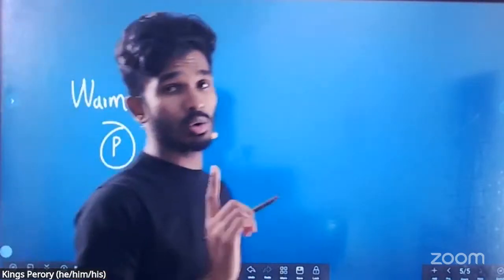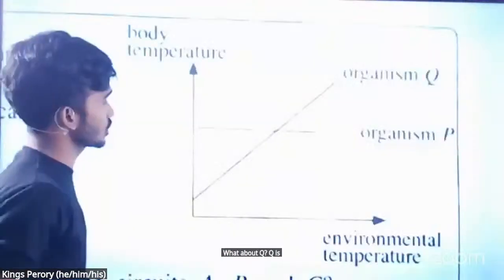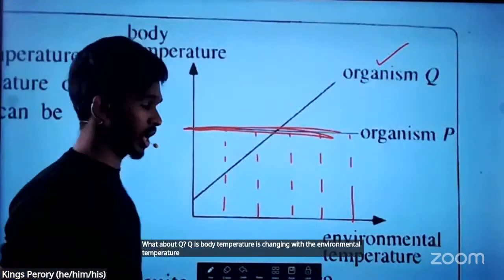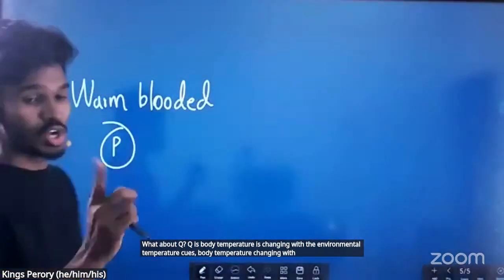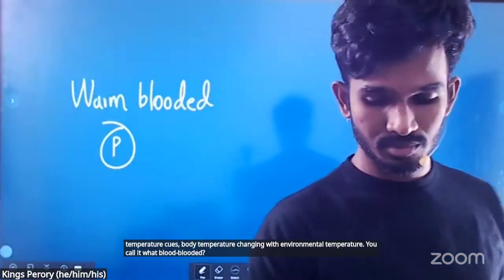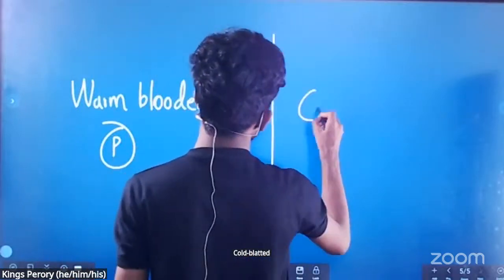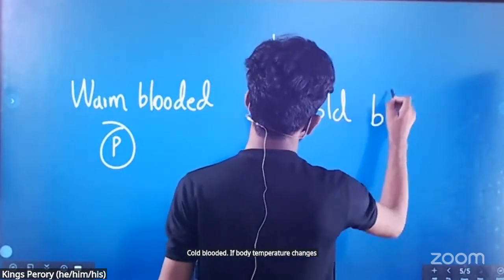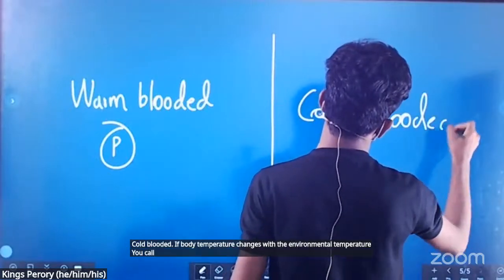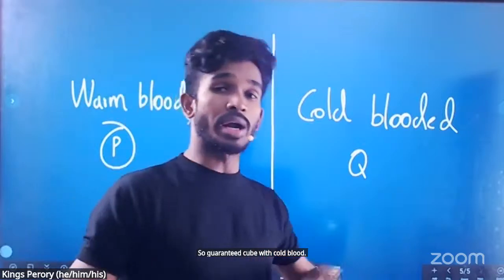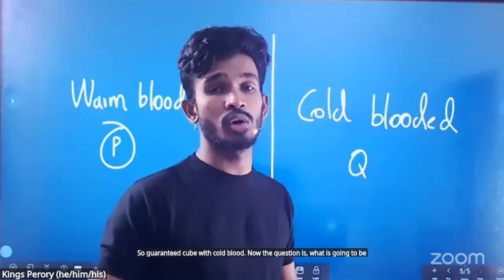What about Q? Q's body temperature is changing with the environmental temperature. You call it what-blooded? Cold-blooded. If body temperature changes with the environmental temperature, you call it cold-blooded. So guaranteed Q is cold-blooded. Now the question is, what is going to be warm-blooded and what is going to be cold-blooded?